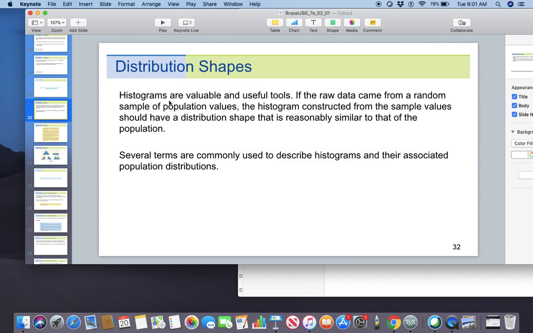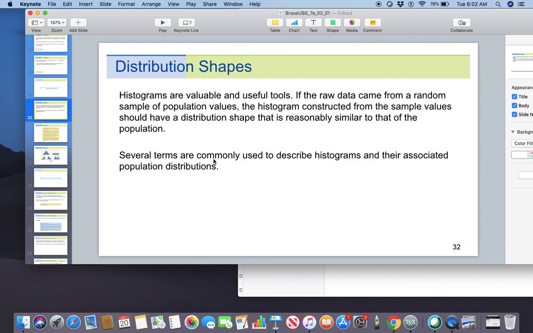Histograms are valuable and useful tools. If the raw data came from a random sample, the histogram constructed from sample values should have a distribution shape that is reasonably similar to that of the population. So why would you look at a sample? Because if your sample is sufficiently random, then the sample reflects what actually happens in the population.